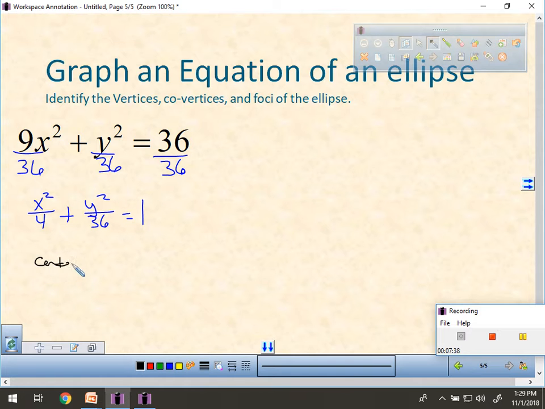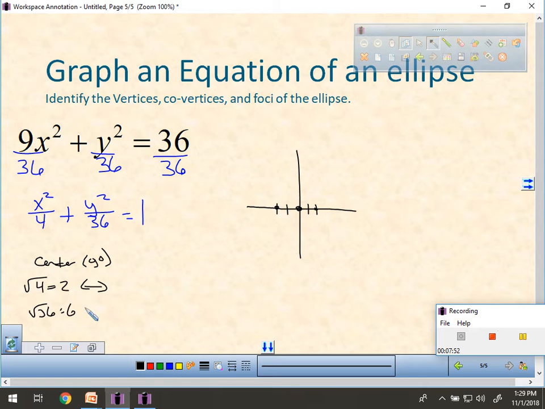My center would still be at 0, 0, so I would just plot a point at 0, 0. The x-axis, the square root of 4 is 2, so I would go left and right 2. My y-axis, the square root of 36 is 6, so I would go up and down 6. 1, 2, 3, 4, 5, 6. And so those would be my 4 points, and there would be my ellipse.